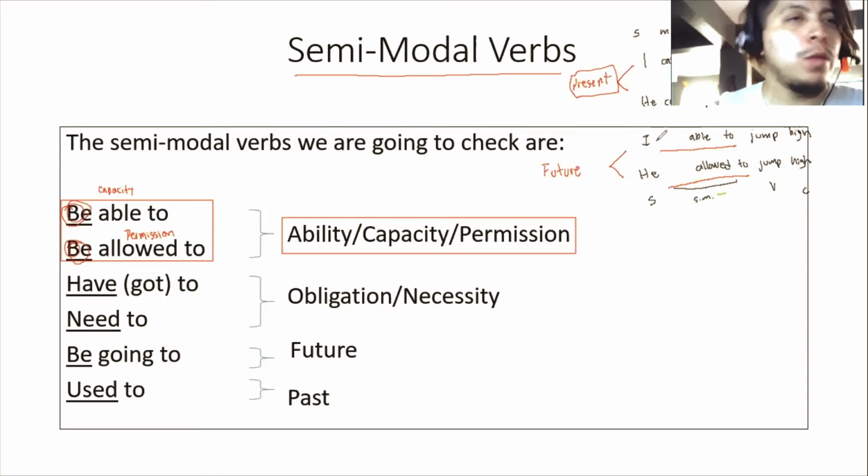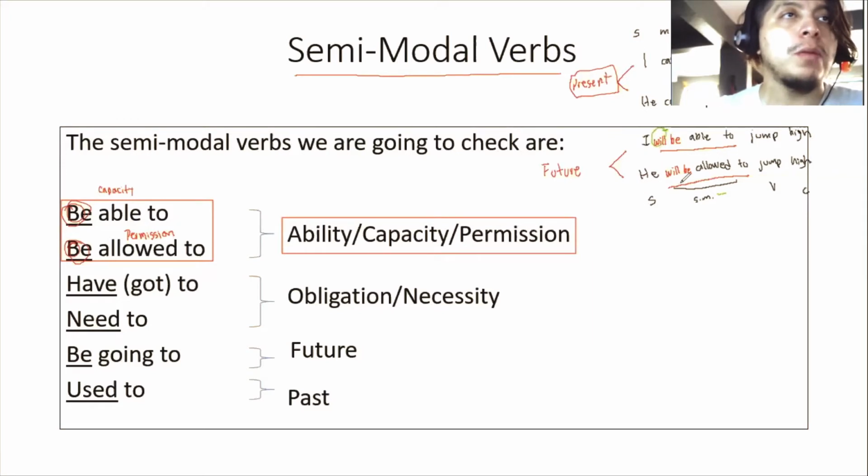In the future, we don't have a conjugation for the verb to be, or for any verb in the future, so we say will be. I will be able to jump, he will be able, or he will be allowed to jump. It means in the future, he will have the capacity to jump high. In the future, he will have permission to jump high, okay? If you wanna make them negative, the negative is with the will.